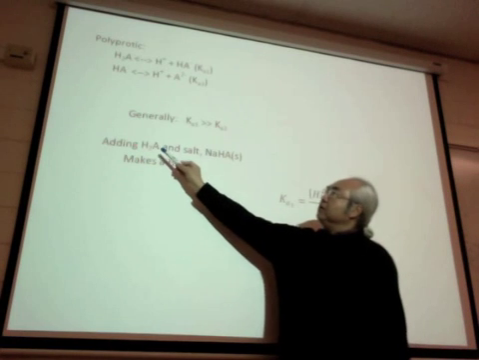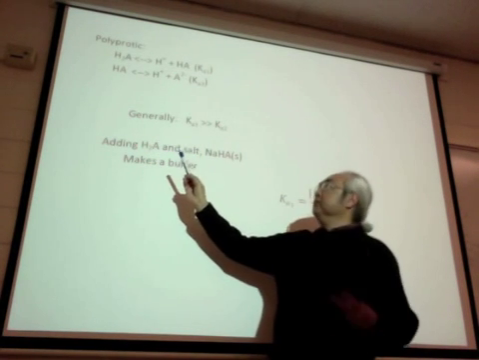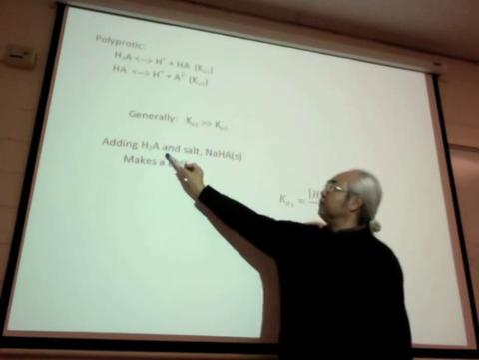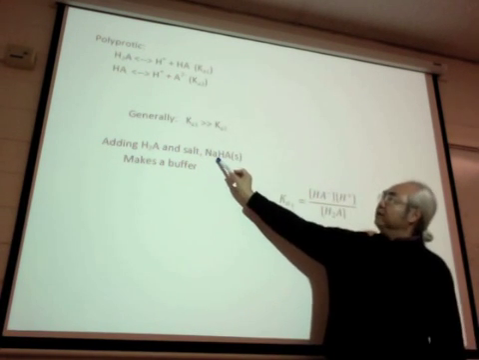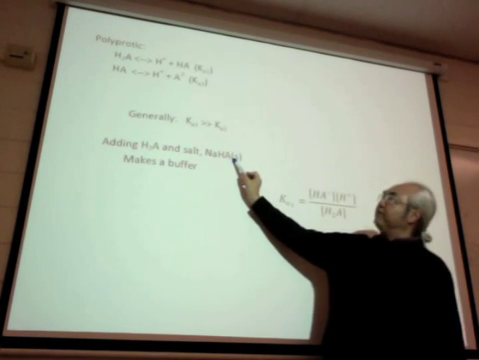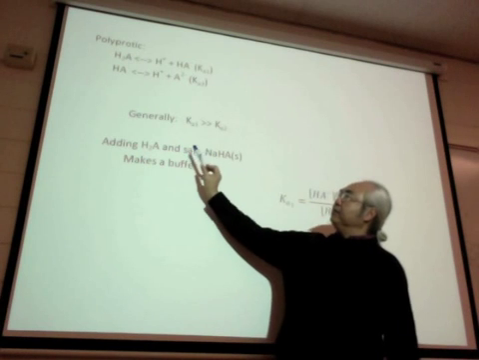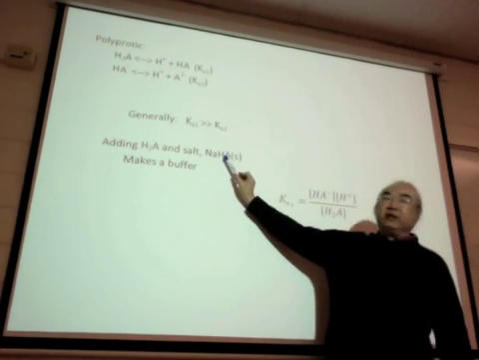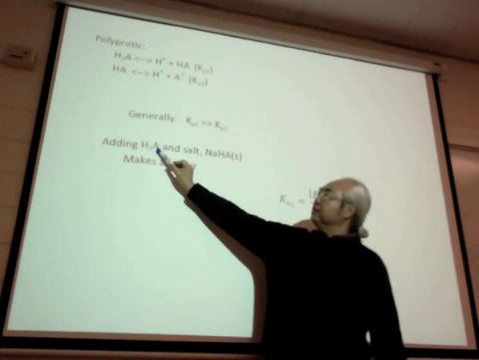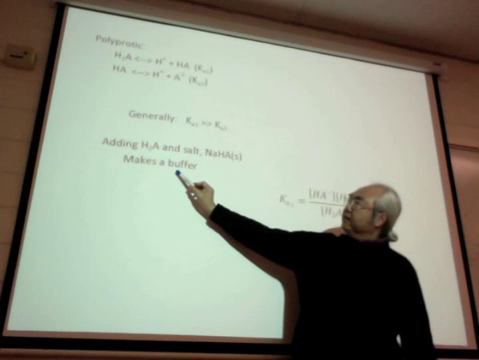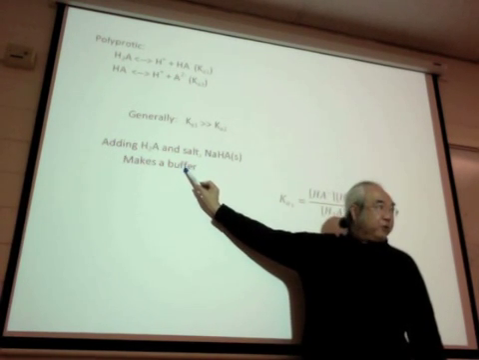Okay, so if you mix two chemicals now, the H2A and the corresponding salt, for example sodium hydrogen whatever, with this kind of formula, then you realize that this is the acid and this is the salt. Then you can call this the acid, this the base.